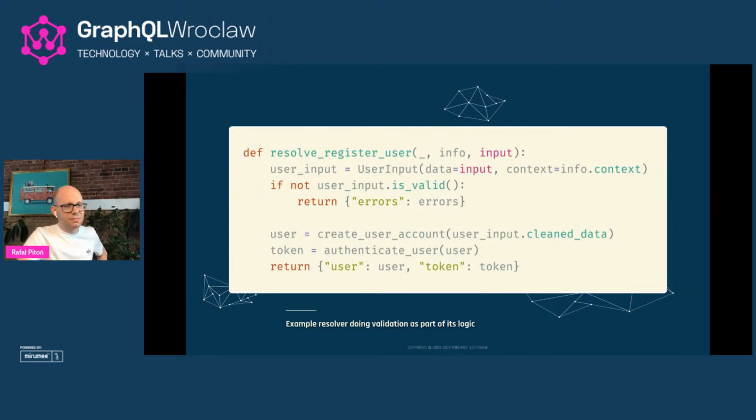We have an example resolver that services the register user mutation in some GraphQL API. It takes the input from the user and validates it. If it's invalid, it returns the errors. If it's valid, it creates a user account, authenticates the user, and returns a result with the user and token.